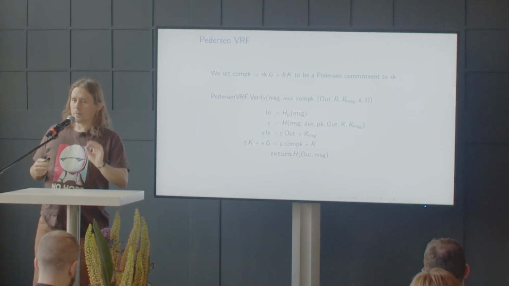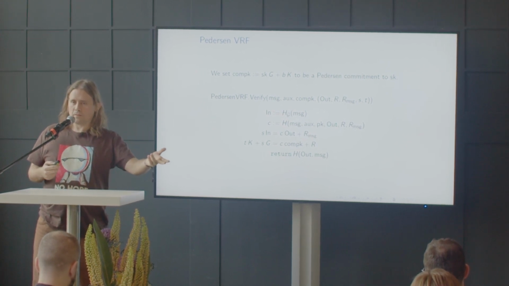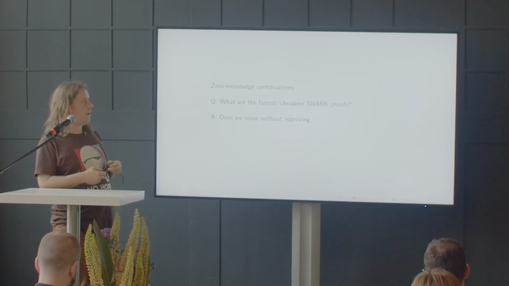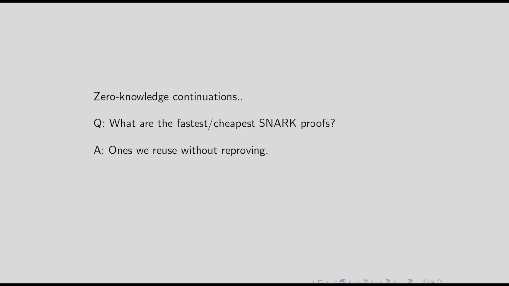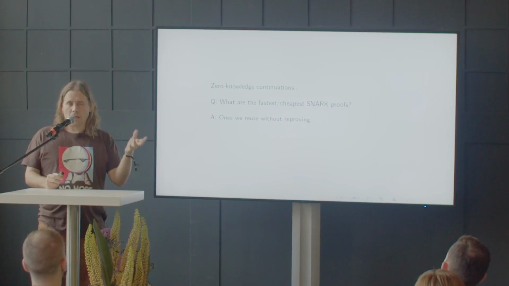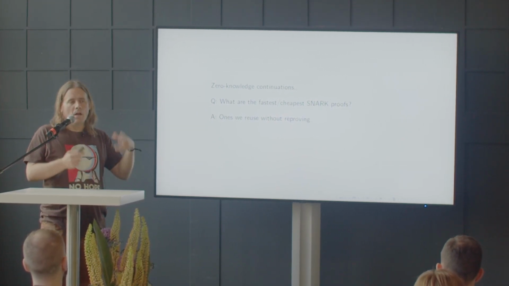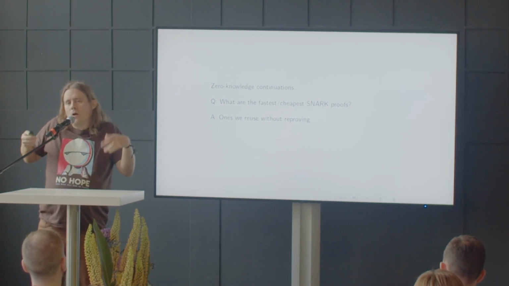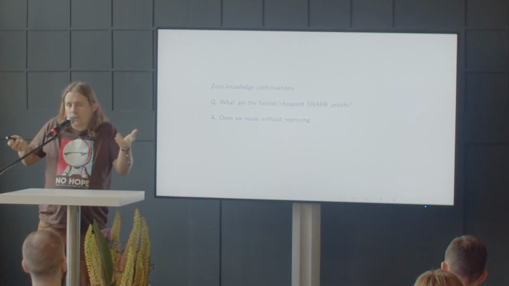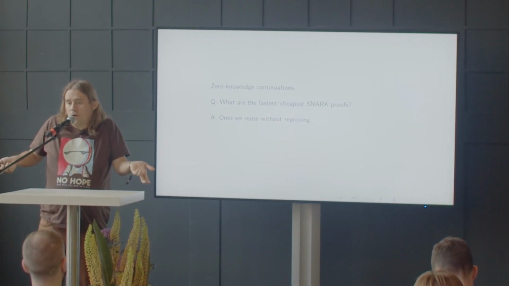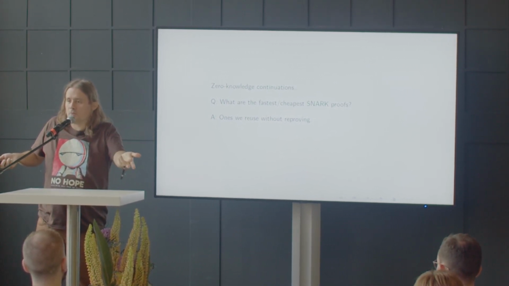Now I need to get a little bit more complex. I need to actually open up Groth16 to be able to do something. This piece that I've just told you, this Pedersen VRF, I'm going to use as the second half of what we're calling a ZK continuation. But for the first half, the part that actually gets continued, I need Groth16. So think about it this way. What is the fastest SNARK? Well, it's one you don't prove at all. It's one that you've proven in the past and you're just going to reuse.